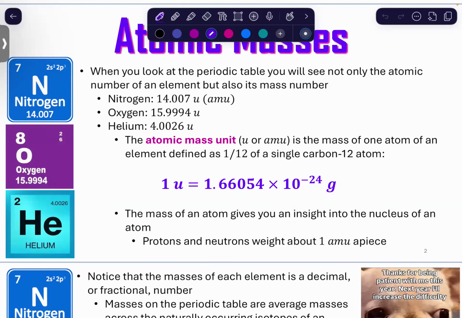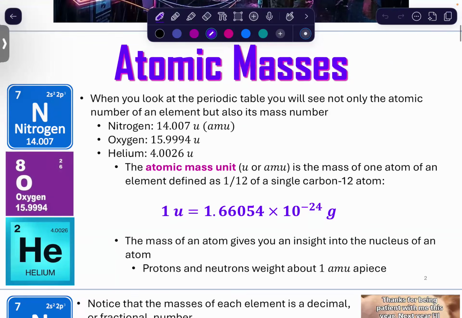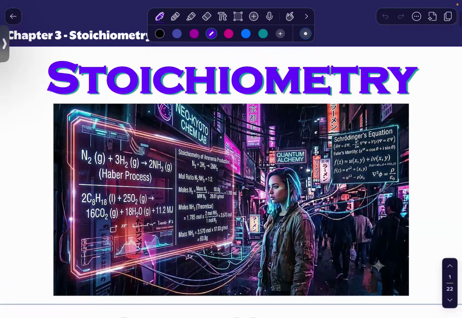All right, everybody, welcome to the start of chapter 3. In this chapter, we're going to be talking about stoichiometry. Stoichiometry is the quantitative relationship between species in a chemical reaction or species within a molecule. It's quantitative relationships.